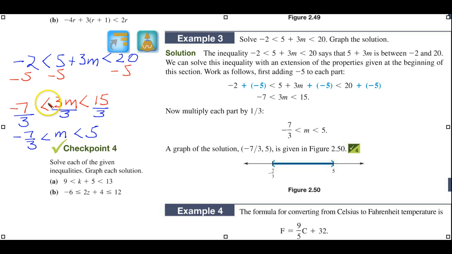Now, since we only have a less than sign, on our graph we're going to use a parenthesis, and then this is the graphical representation of our values that satisfy this inequality. And putting it in interval notation, taking it right from the graph, parenthesis to indicate that the negative 7/3 is not included in the set, and then going up to just before 5, and that's not included as well.